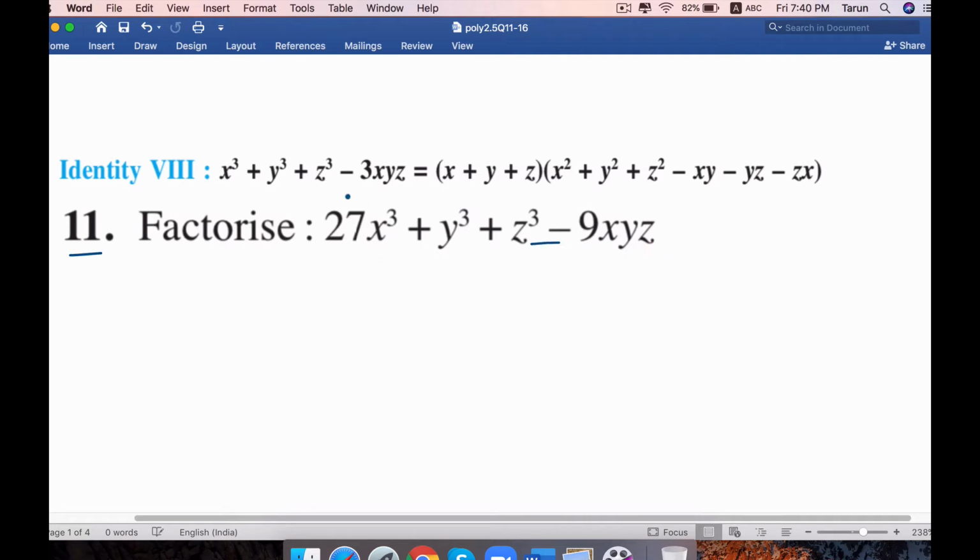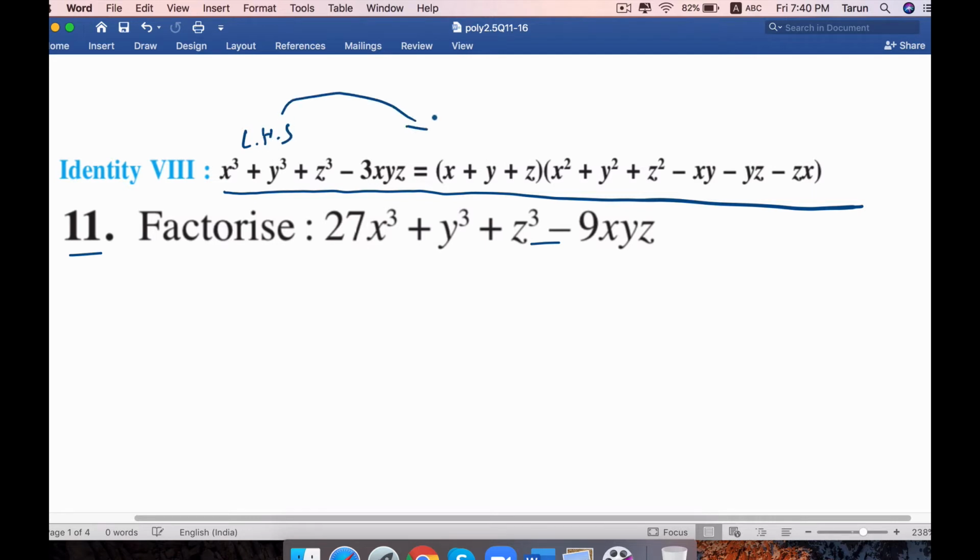this. Now it is clear that we have this identity. Now the LHS is given to me. I will simply convert it to the RHS. So first let's write it in the correct form. So 27x cube I can write as 3x whole cube plus y cube plus z cube minus the identity says it should be 3xyz.